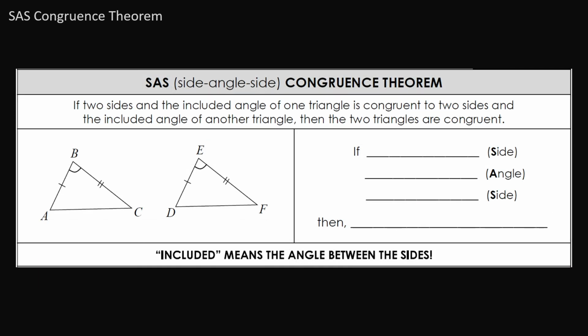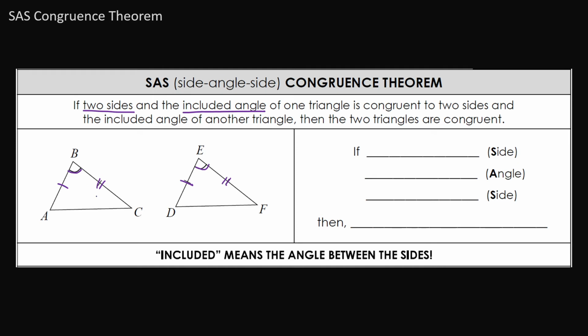So now let's talk about our other congruence theorem for today. It's called the side angle side, or SAS, congruence theorem. So this one's a little different. If two sides and the included angle, so we've got two sides in the diagram we see here and here, and the included angle. Included angle just means the angle that's in between the sides. So angle B, angle E.